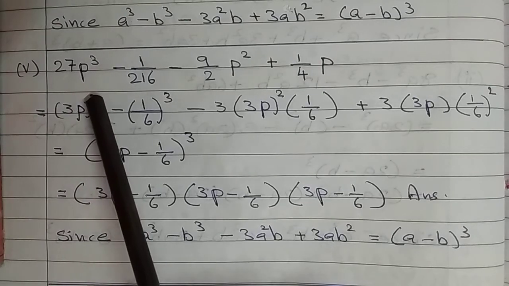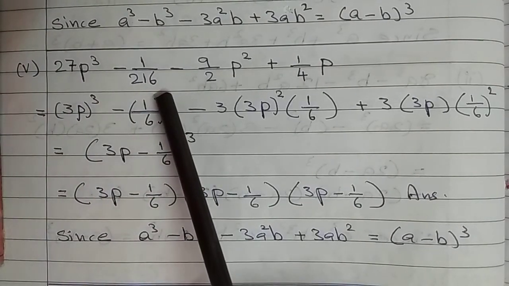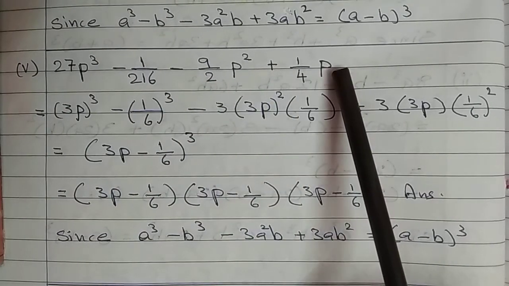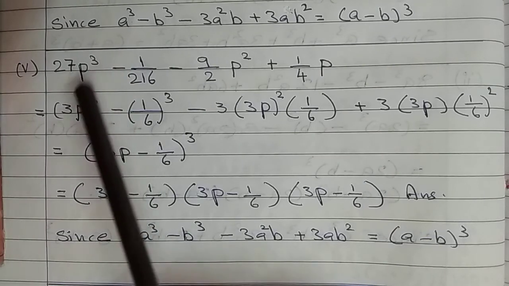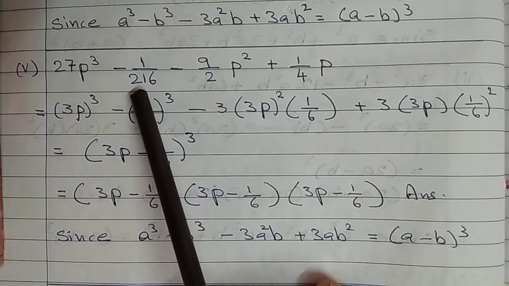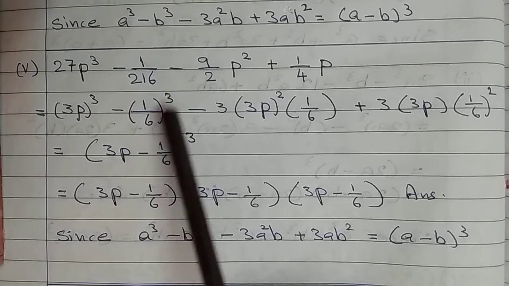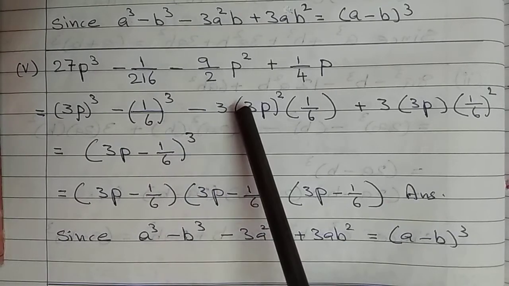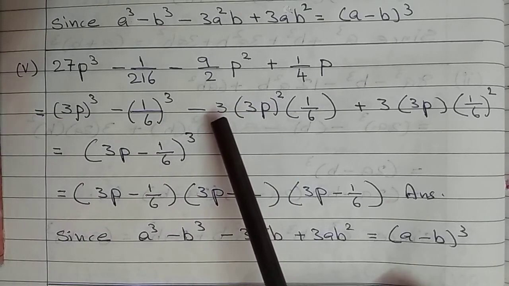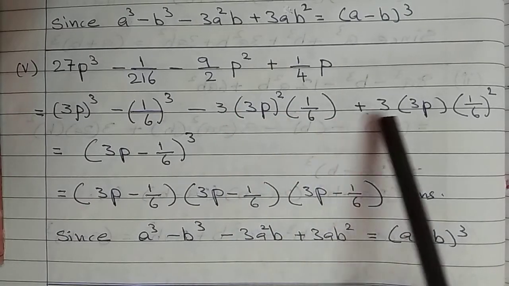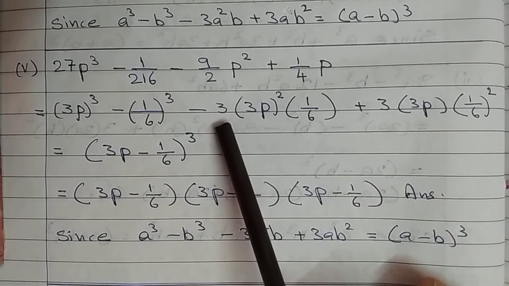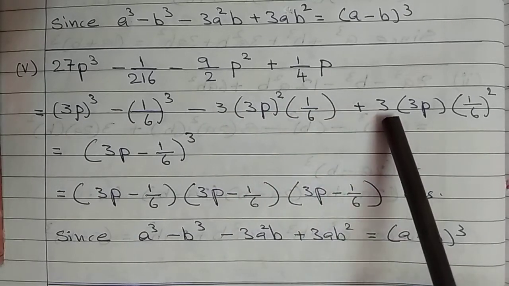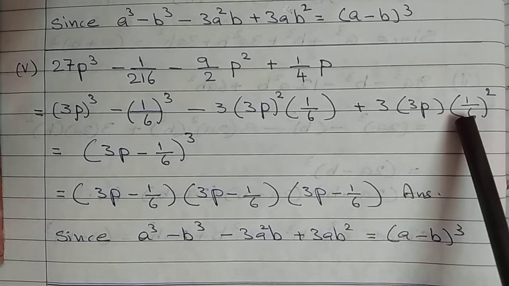Fifth part, 27p cube minus 1 by 216 minus 9 by 2 p squared plus 1 by 4 p. 27p cube can be written as 3p the whole cube, and 1 by 216 is written as 1 by 6 the whole cube. a equal to 3p, b equal to 1 by 6. The next two terms should be written in the form minus 3a squared b plus 3ab squared: minus 3 into 3p the whole square multiplied by 1 by 6 plus 3 into 3p into 1 by 6 the whole square.